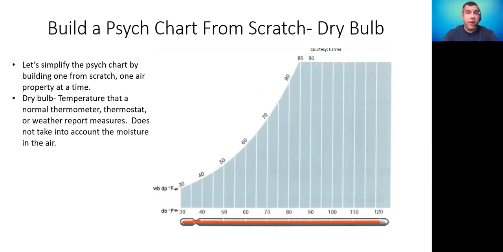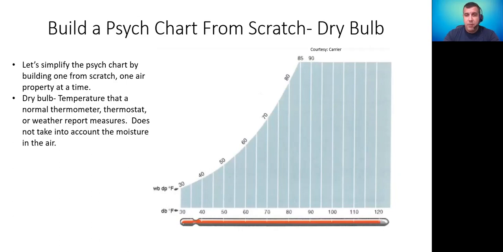The limitation with dry bulb temperature, though, is it does not take into account the moisture in the air, and that moisture has heat. But we'll get into the wet bulb temperature, which does account for that later. If you notice at the bottom of our psychrometric chart here, there's what looks like a thermometer, and that's because dry bulb temperature is simply reading what a thermometer reads.